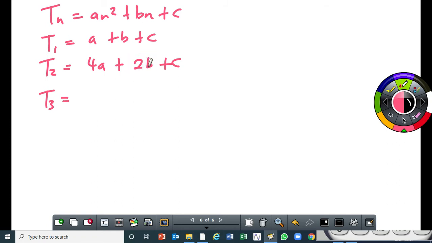Then put N equal to 3 there, get 3 squared. 9A. Right? Times A, you get 9A. Then put a 3 there, get plus 3B. You following that? Then plus what? C. Now you find that the C is always going to remain on its own because it's a constant. T4 is going to be 16A plus 4B plus C.